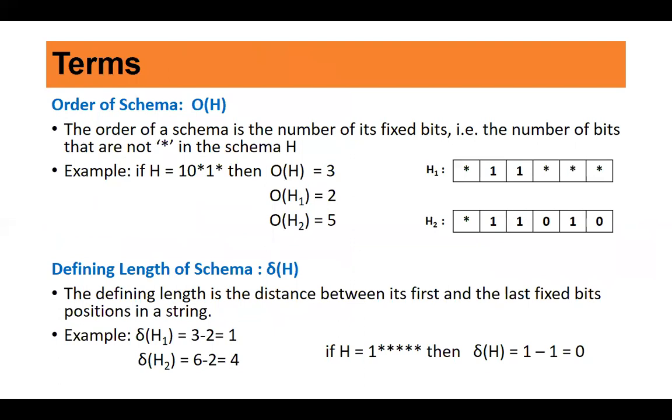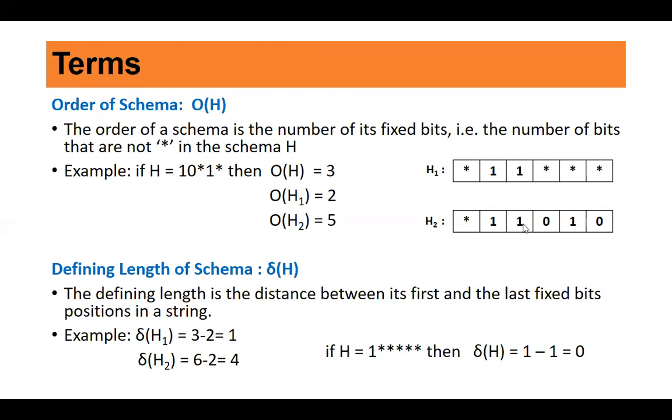Now, before we start with the analysis, we'll be carrying out the analysis with the help of these two terms, that is, order of schema and defining length of schema. Fine. Now, what is the order of schema? The order of schema is the number of fixed bits, that is, the number of bits that are not star in the schema H. Right? It's very simple. The order of schema, that is O(H), is nothing but the number of fixed bits.